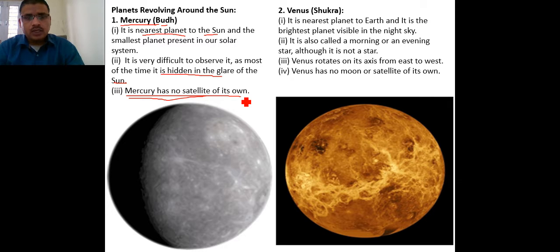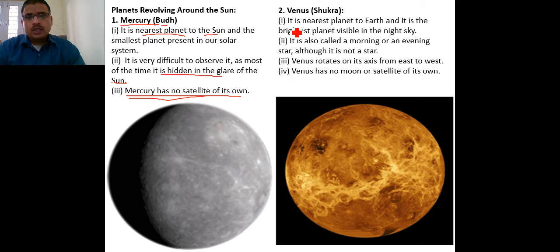Number one, it is the nearest planet. Number two, it is the smallest planet present in the overall solar system, and it is also difficult to observe because it is hidden in the glare of the sun, and Mercury has no satellite of its own. Now these points are important, which you have to note down in your copy.